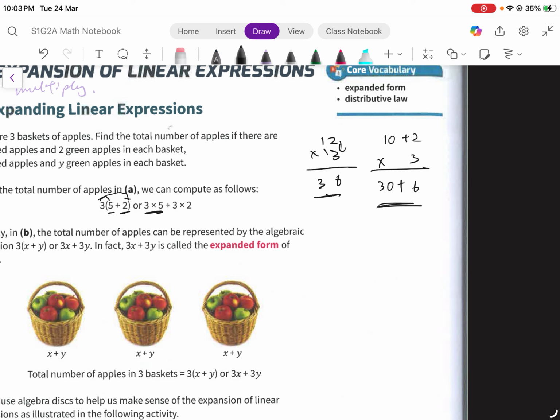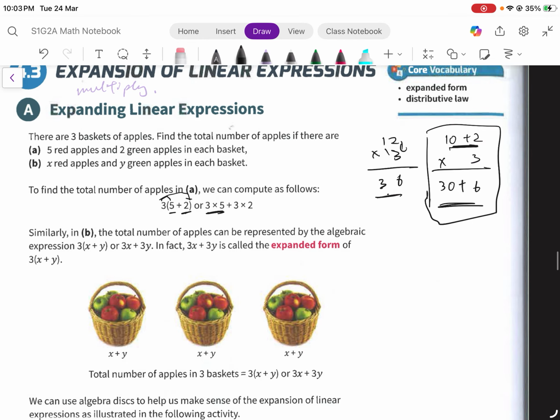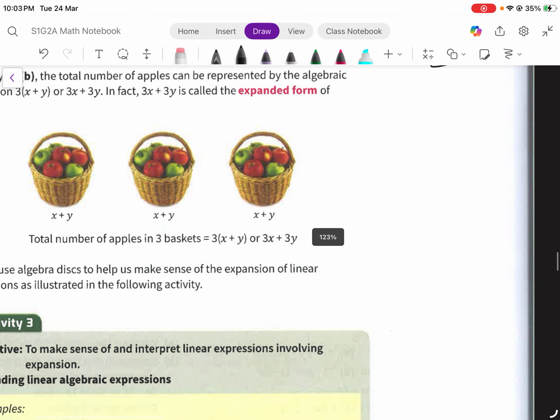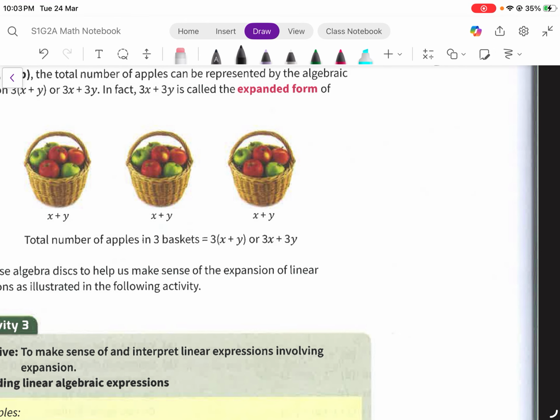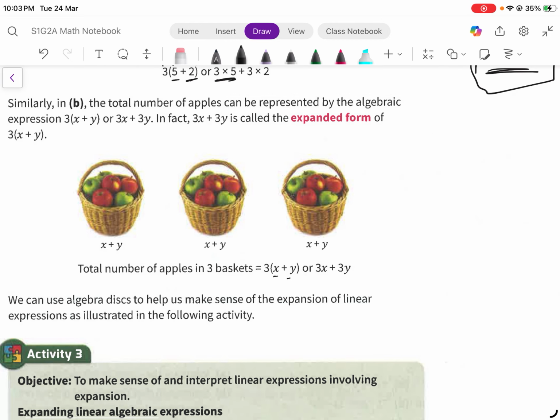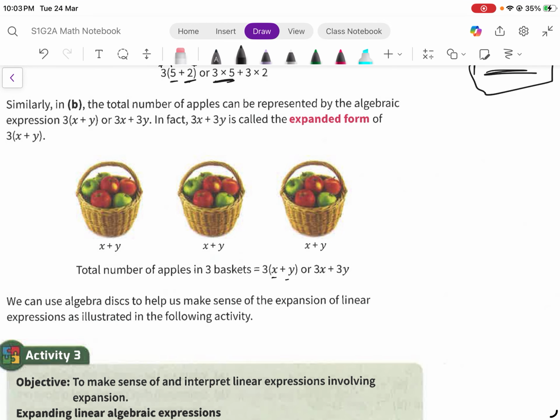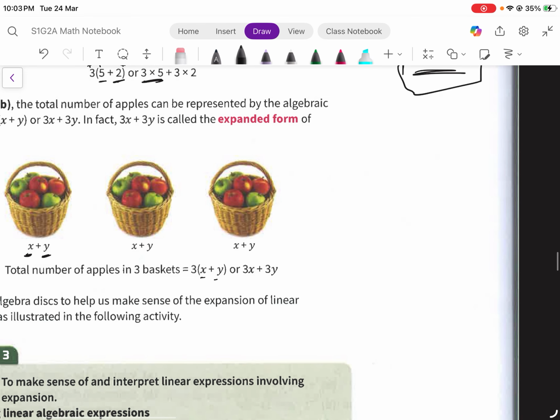So why is it that we want to do this? It's because this is actually how multiplying algebraic expression works. Okay, so take for example this one, right? You have 3 baskets of x plus y apples. Okay, because there are x red apples and y green apples, right? So, and there are 3 baskets, so it's 3 times x plus y.